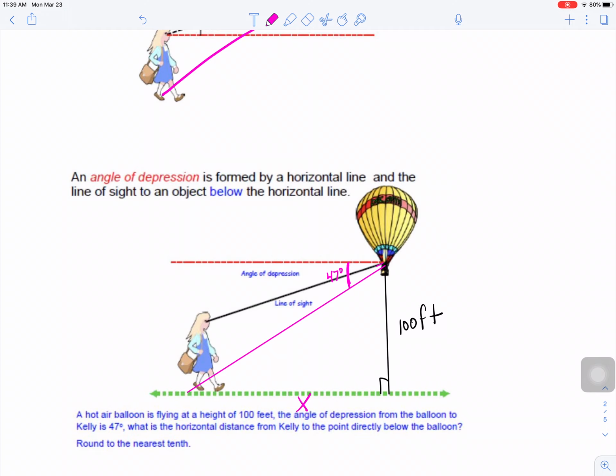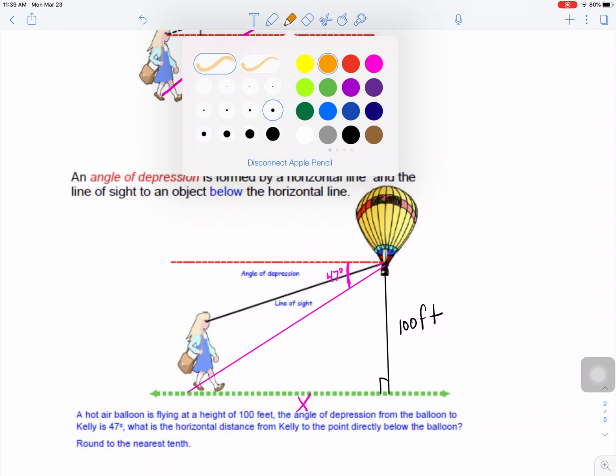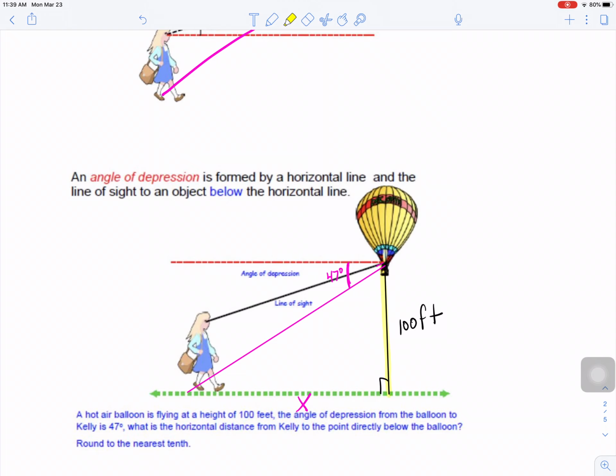Now, how many people notice that we're going to use this right triangle? Do you see the right triangle? You don't have to answer out loud because I can't hear you. There's the triangle we're using. What's wrong with the 47 degrees? Is it inside the triangle? It's outside the triangle. You have to have an angle inside the triangle to be able to do sine, cosine, and tangent to it. Because the x is opposite an angle. Let's change colors. It's opposite the angle up here.